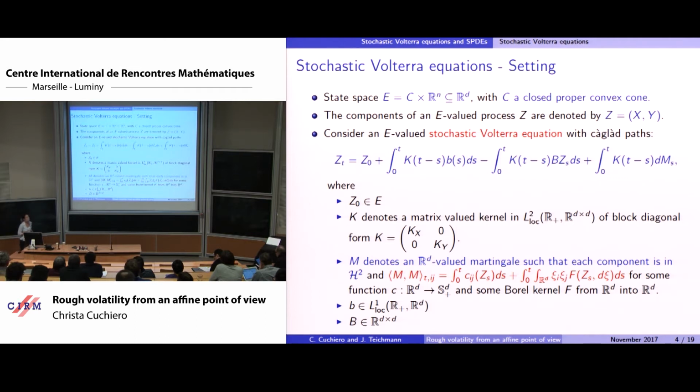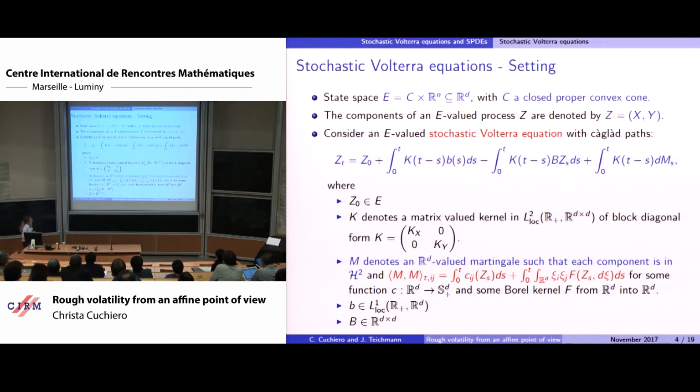The common framework for these processes is the stochastic Volterra equation that Martin already introduced before. Here we have a starting value z0, then K is a matrix valued kernel, locally square integrable, and we suppose that we have this block diagonal form, where one block is for the cone components and the other is for the R^n components, and here we have a linear part without the stochastic part. This would be simply a stochastic Volterra equation, which has been studied a lot, and here we add this stochastic part where we have a martingale, and for this martingale we do not only suppose Brownian motion, but it can also have a jump component.